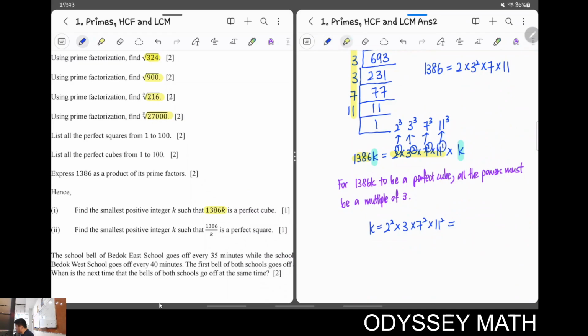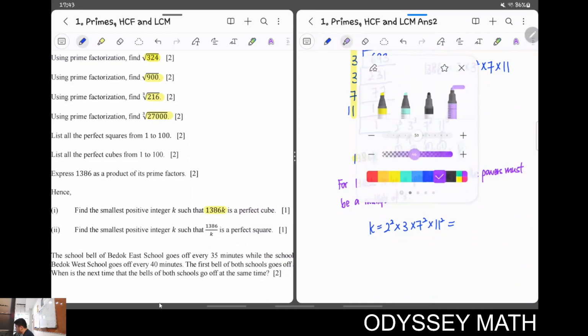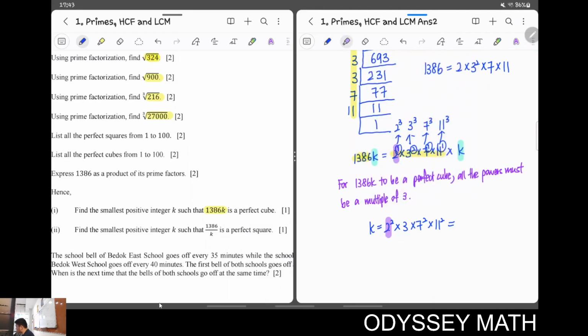So k, if you think about it, 2 to the power 1 times 2 to the power 2, I get 2 to the power 3. 3 to the power 2 times 3, I get 3 to the power 3. 7 to the power 1 times 7 to the power 2 gives me 7 to the power 3. And 11 to the power of 1 times 11 to the power 2 gives me 11 to the power 3. So we get what we want. That is, all the powers here are 3, a multiple of 3, and then it will be a perfect cube.